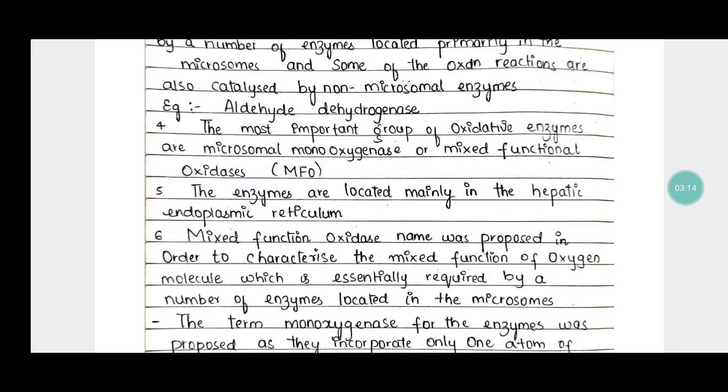The name mixed function oxidase was proposed in order to characterize the mixed function of the oxygen molecule, which is essentially required by a number of enzymes located in the microsomes. So the mixed function oxidase was proposed to characterize the mixture of functional groups, oxygen, hydroxyl groups or carboxylic groups that are located in the microsome.